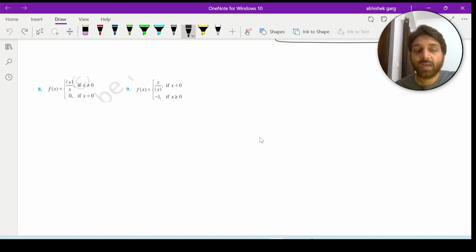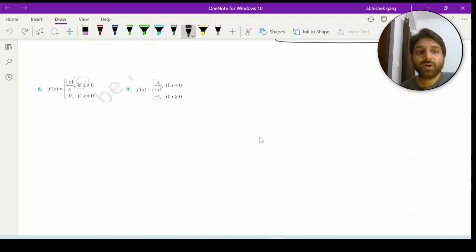It is 0. And for x not equal to 0, for example, if x is 0.5 or if x is minus 0.7 or if x is 20, whatever the value of x be, apart from x equal to 0, the function is going to be defined by mod x upon x. So we can see that the function is changing its behavior at the point x equal to 0. This is where we are doubtful whether or not this function is continuous.